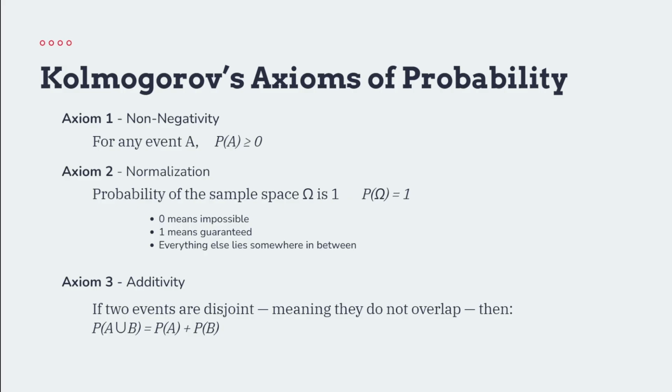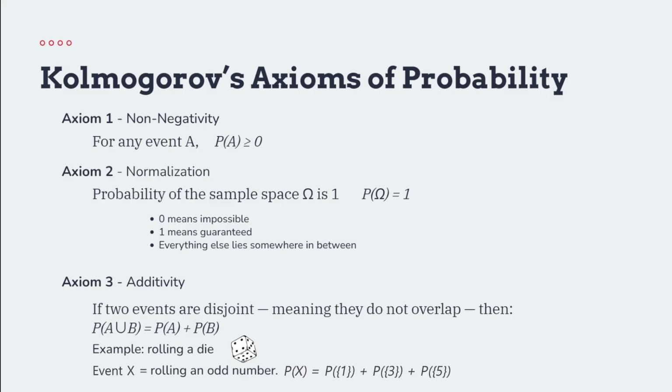This axiom only works because events are sets. For example, when rolling a die, the event rolling a 1, the event rolling a 3, and the event rolling a 5 cannot all happen at once. So the probability of rolling an odd number, in this case either 1, 3, or 5, is just the sum of each individual probability. Remember that an event is a set.